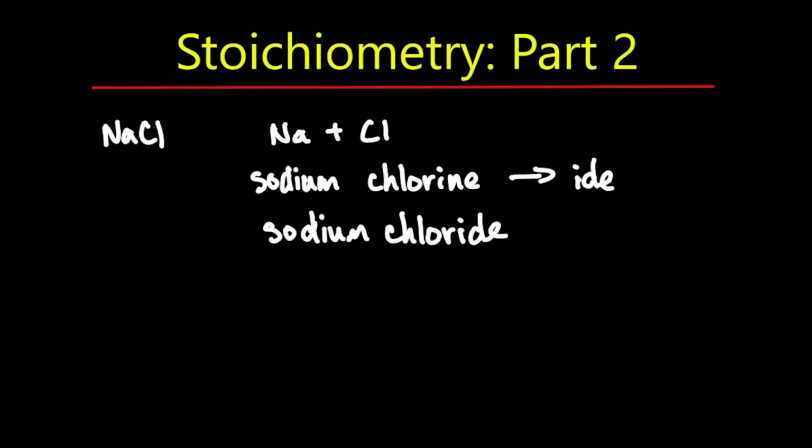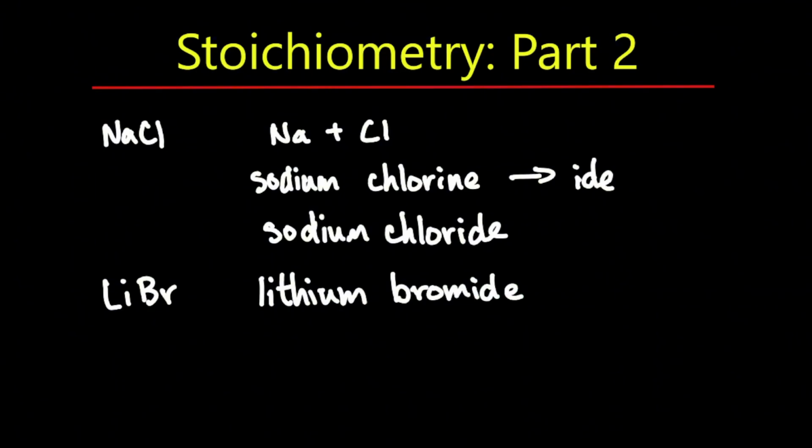This is true for most compounds that are ionic. For example, LiBr, which is lithium and bromine, is known as lithium bromide. Again, changing the INE ending of bromine into the IDE ending makes it bromide.